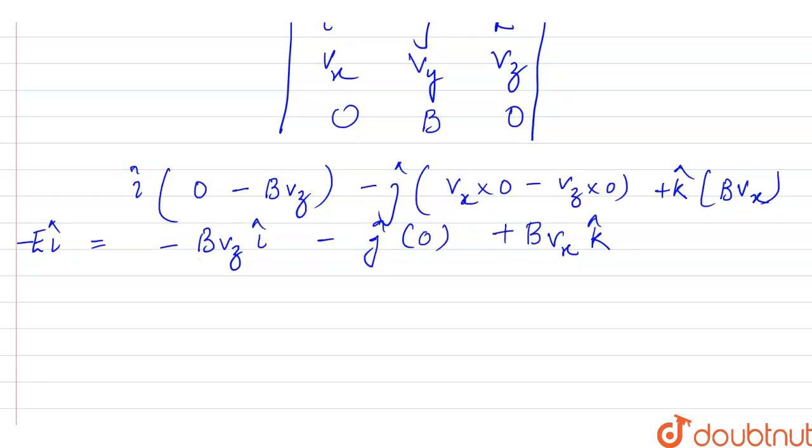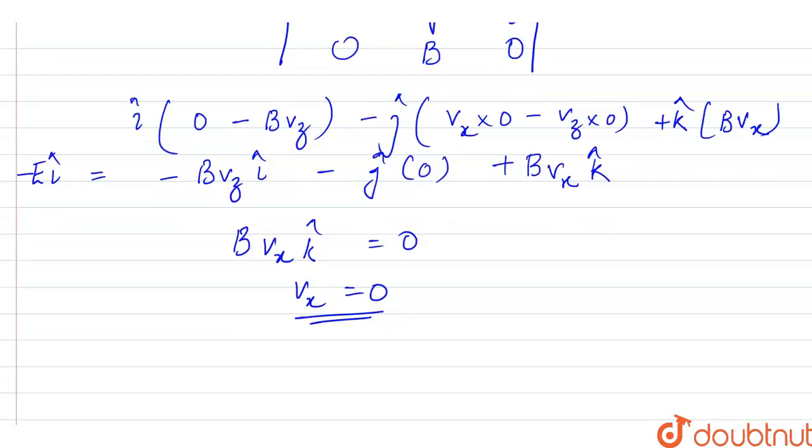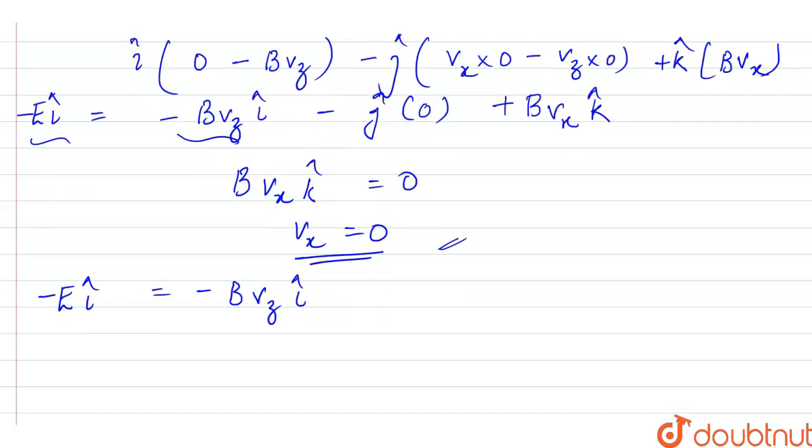That means on comparing, B vx k cap is equal to 0, that means vx is equal to 0. That means there is no component of velocity vector in x direction, and from here we get minus E i cap is equal to minus B vz i cap. That means E is equal to B vz.